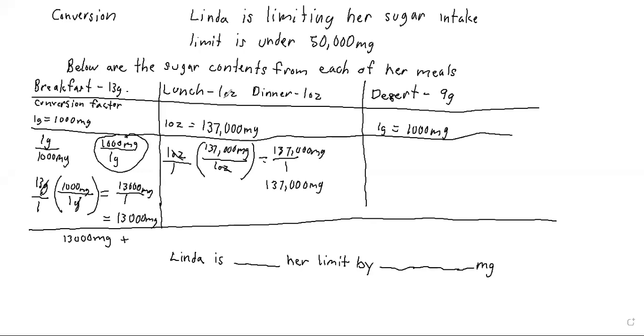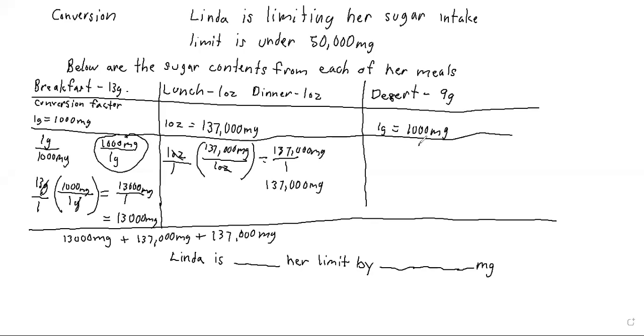All right. So we have that twice here, right? You have 1 ounce for lunch and 1 ounce for dinner. So we're going to go ahead and add that twice. So this is for the lunch, 137,000 milligrams, plus the one for dinner, 137,000 milligrams. Now we have one more we have to convert, and that's the dessert. All right. So let's go ahead and do that. We already know we want to end up with milligrams, so that's going to be on top.